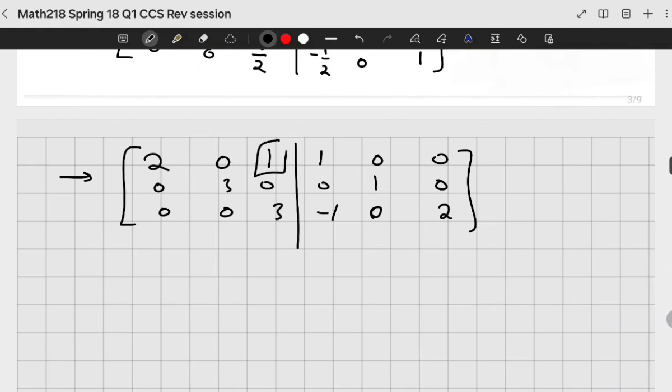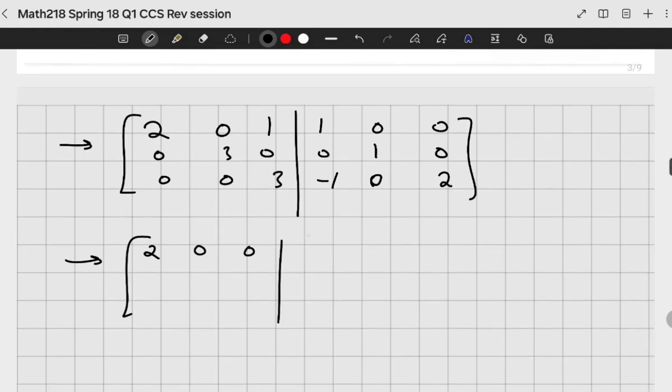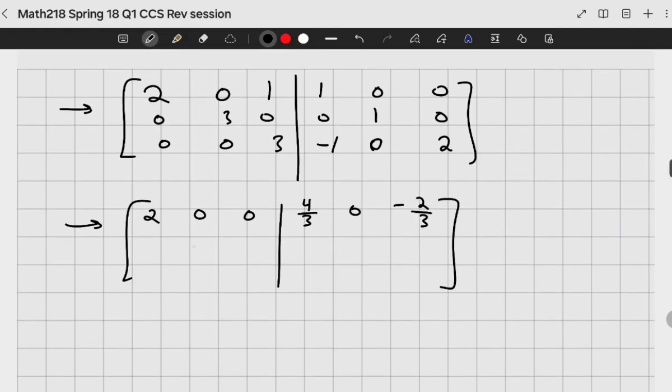And then now I want to make this entry equal to 0. So I'm going to multiply this by minus 1 over 3 and then add it. So we get 2, 0, 0. And then this is 1 plus 1 over 3, which is 4 over 3. And then this is 0, and then this is minus 2 over 3, then 0, 3, 0, 0, 1, 0, 0, 0, 3, minus 1, 0, 2.